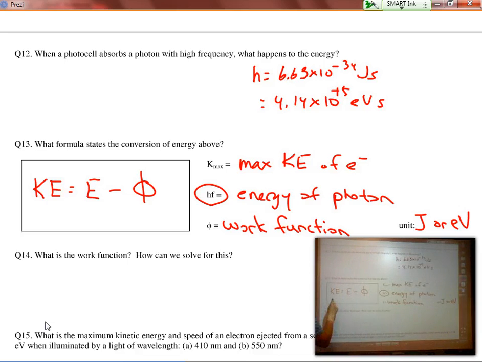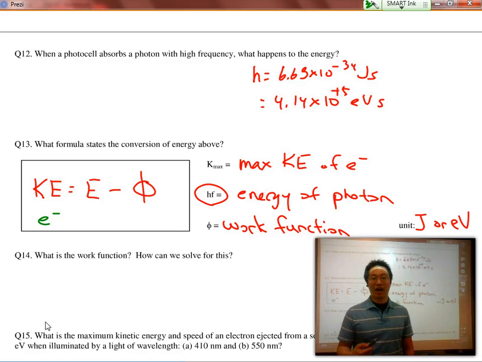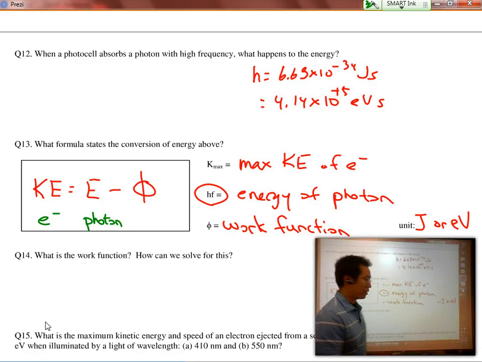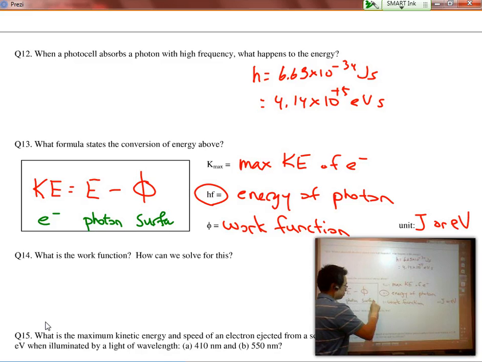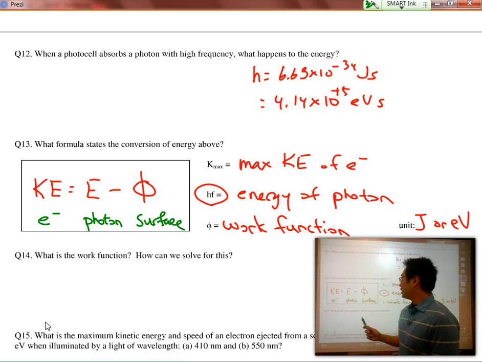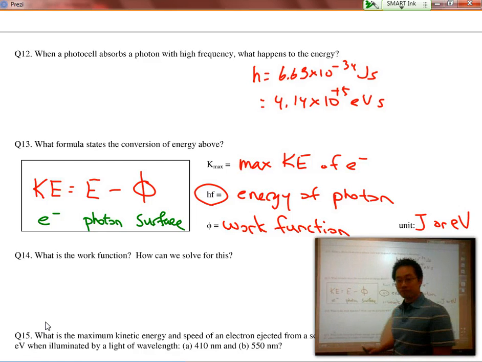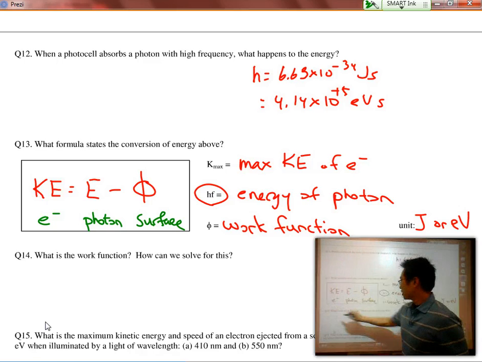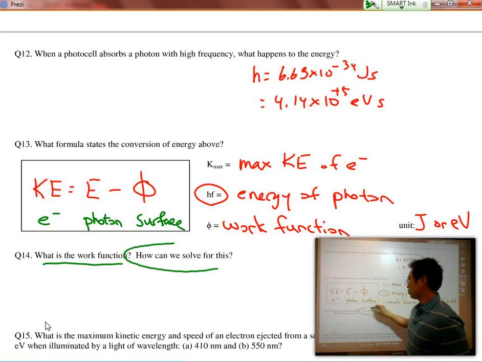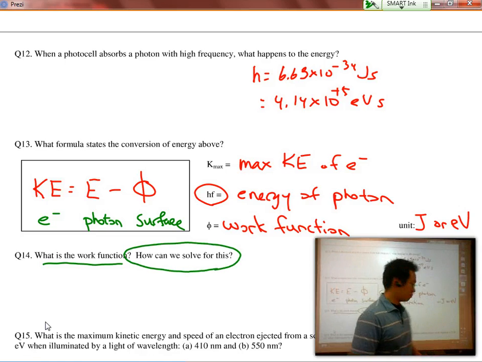But understand, ultimately the energy that the electron has afterwards is based on how much energy the photon gave it, minus the energy used up by the surface to release that electron, okay? We can deal with this more in the next simulation, but keep in mind what exactly the work function is and how we can solve for it, because we're going to answer this question right now in the simulation.